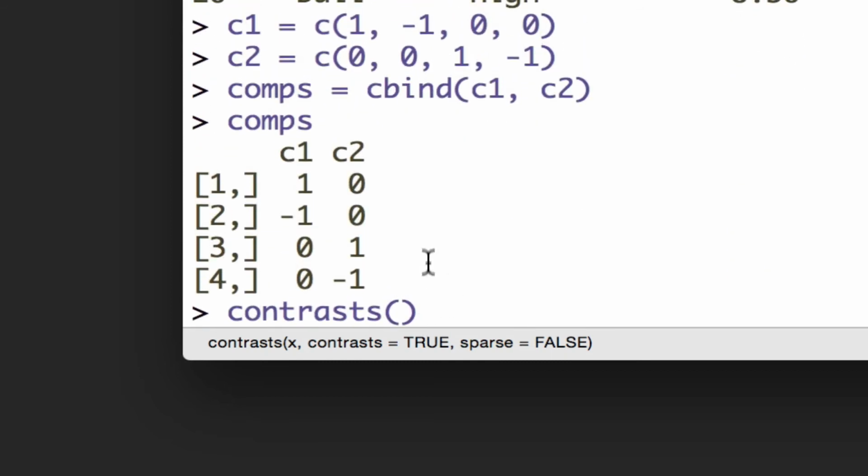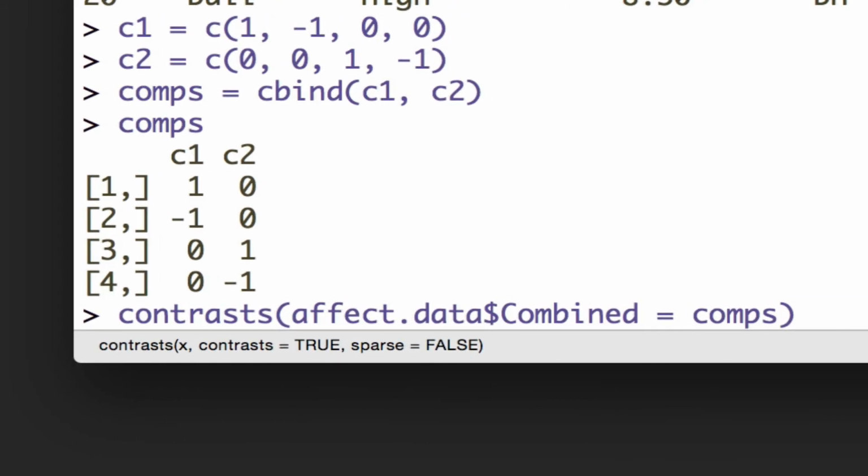So we want to say comparisons for our affect.data combined factor. The coefficients, or the information for what you want to do for those comparisons, is in the comps matrix that the cbind function just created for us.